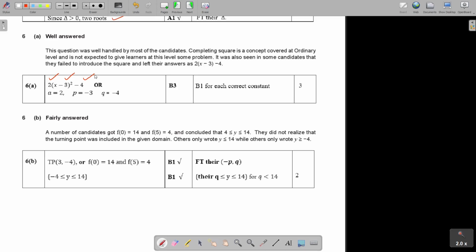A number of candidates got f(0) equals 14 and f is 4. So they got that and concluded 4 and 14, which is not correct. You must make a sketch and bring in the 3 points: that 2 plus the turning point, and then decide which one of the 2 is giving the extreme values. They did not realize that the turning point was included in the given domain. Others only wrote this 14, while others only wrote this.